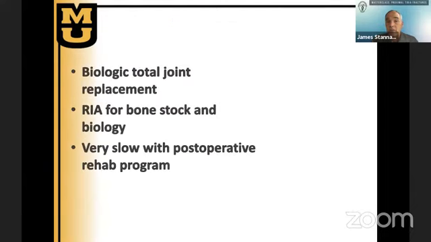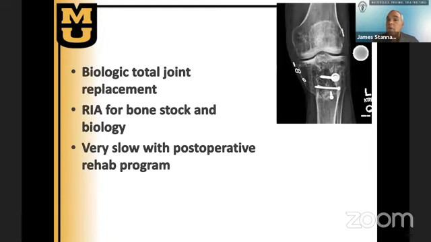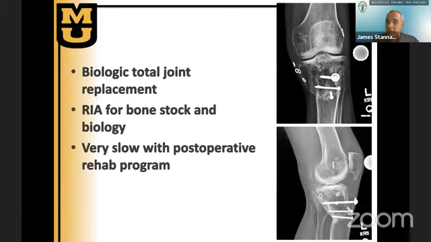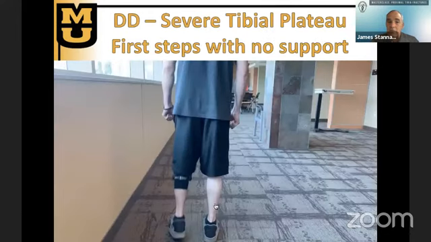Arthroscopy demonstrates severe loss of articular cartilage. We went for biologic joint replacement with some reamer irrigator aspirator bone stock to give us some bone and some biology, and a very slow recovery process. So there's the new grafts in place radiographically. They look good, but again, it's easy to have them look good at the beginning. You got to get it to work in the long haul.